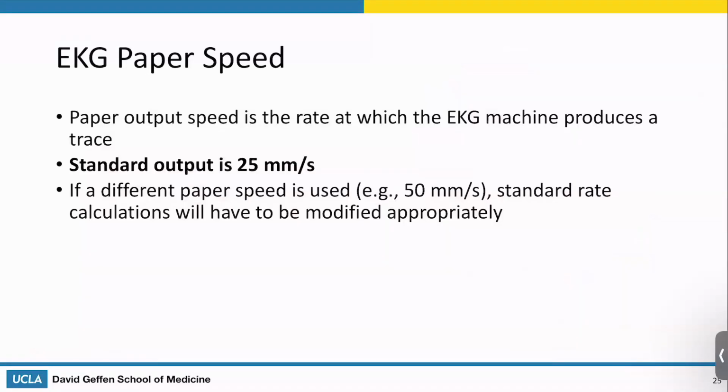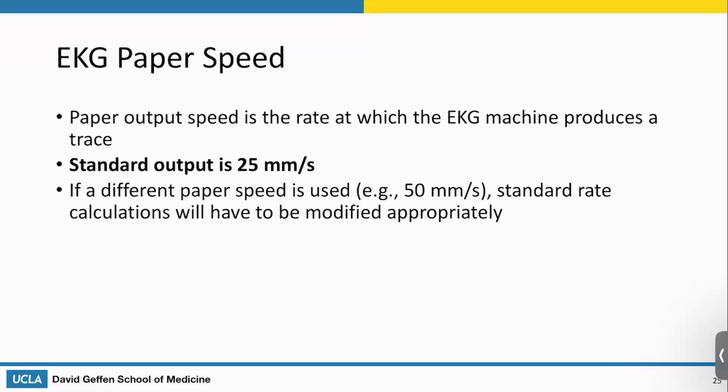Let's talk about the EKG paper. So this is what the EKG paper is going to look like. You're going to have big boxes and then little boxes that fill those up. One of the things you want to look at when you have your EKG printout is the paper speed. Every monitor you're probably going to work with in the field is most likely a 25 millimeter per second speed, meaning that's the speed the paper is moving through the machine to produce a graphical representation of that electrical conduction as it moves through the heart.